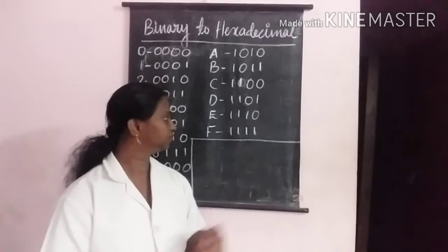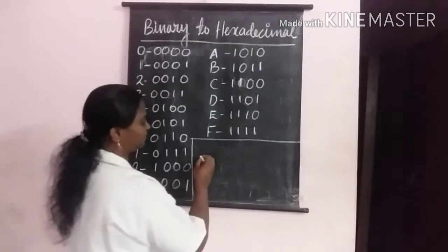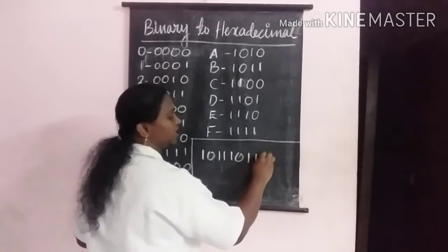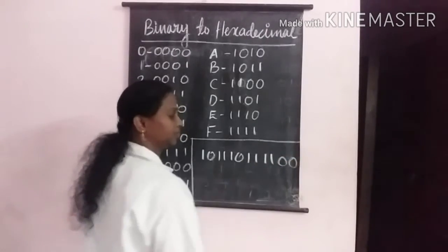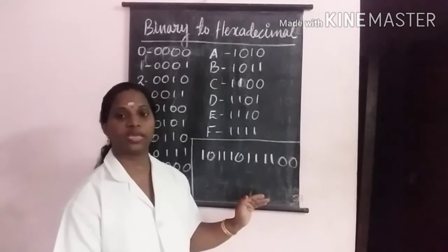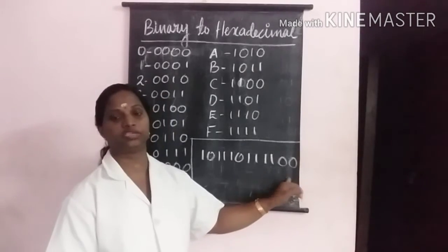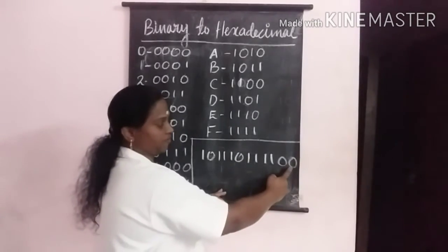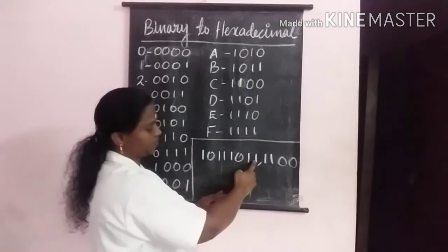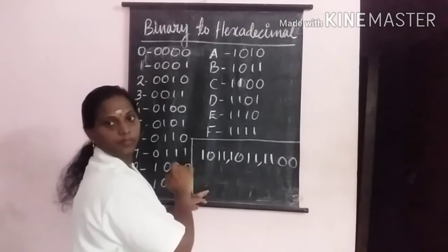Okay, now let's do one example, binary to hexadecimal conversion. Here the question is 1, 0, 1, 1, 1, 0, 1, 1, 1, 1, 0, 0. Okay, this is the question. So first you group it as a group of 4 digits, starting from left to right. So first 1, 2, 3, 4. This one you can group, put a comma here. Then 1, 2, 3, 4, put a comma. Then 1, 2, 3, 4.